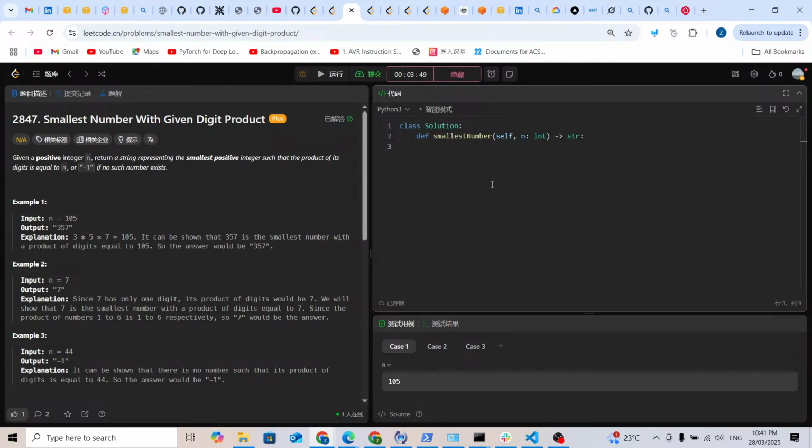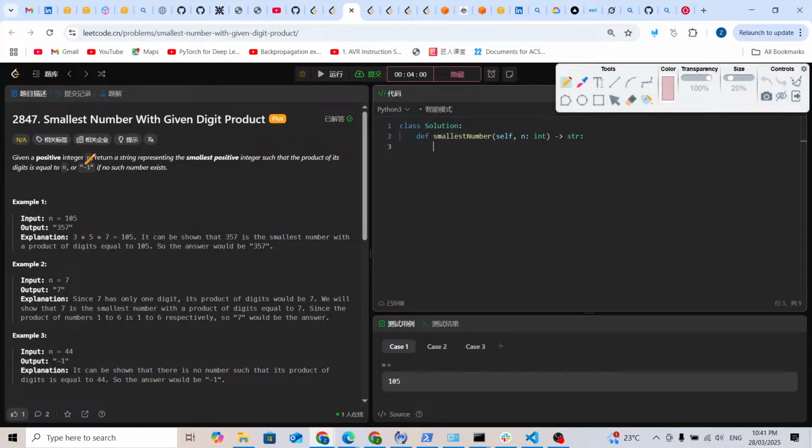Let's try to solve another Leetcode problem, 2847, smallest number with given digit product. For this problem, we are given a positive integer n, and we need to return a string representing the smallest positive integer such that the product of its digits is equal to n. If we cannot find such a smallest positive integer, we're going to return negative one, but it's going to be a string. So let's first use the first example to explain the meaning of the problem.